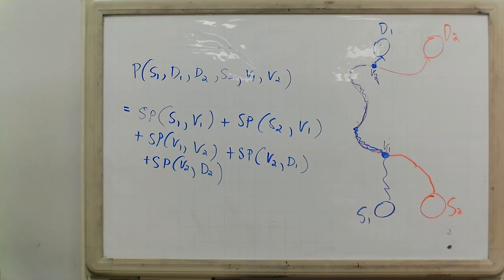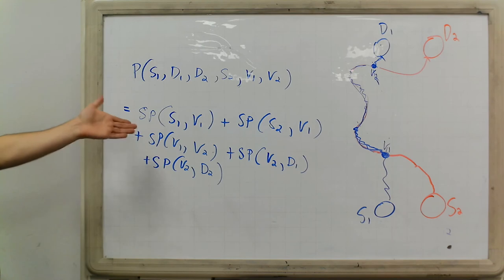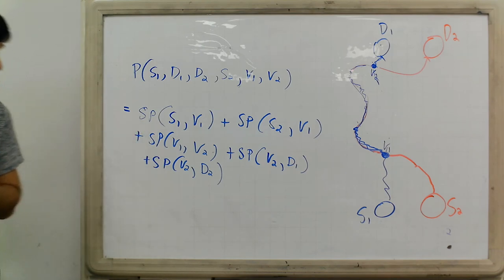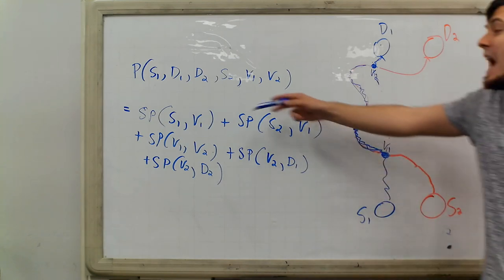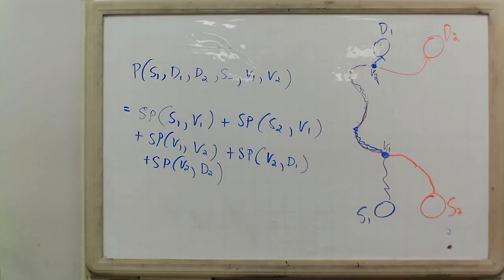This is not 100% accurate. There's one more issue here that we'll see in a moment, but this just gives you an idea. So basically we try every possible choice of V1 and V2, and we just add up all the shortest paths in this manner, and that should give us the solution.